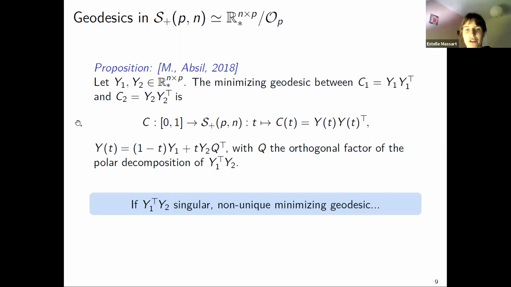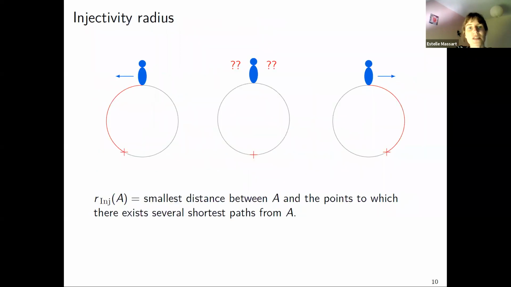We were able to use it in our algorithm, but this result has a very strong implication, which is the fact that if this matrix is not invertible, then the polar decomposition is not unique, and we have non-unique minimizing geodesics. So on this manifold, if you take two covariance matrices, under some condition, which is non-invertibility of this matrix, you can have several shortest paths between the 2 points.